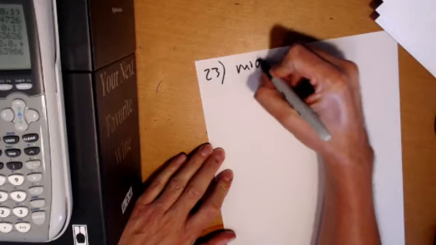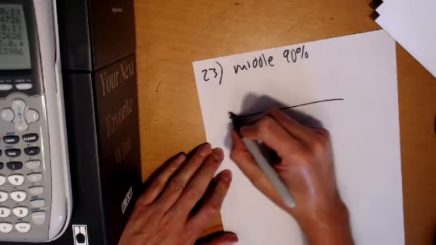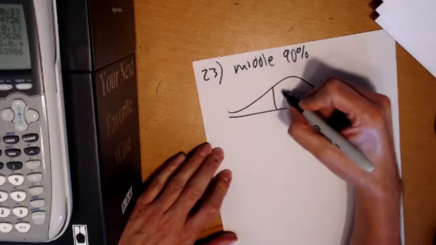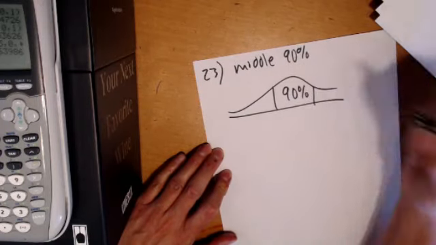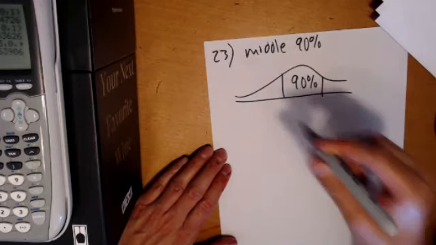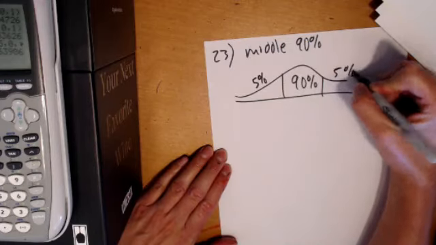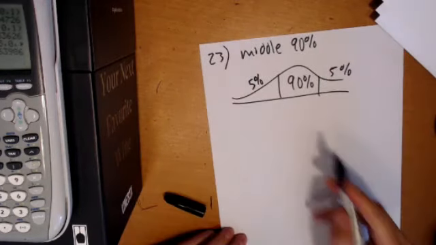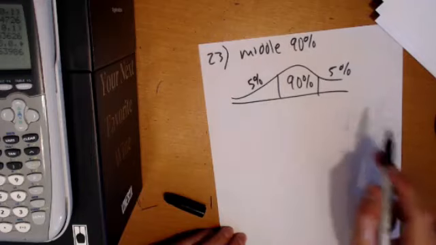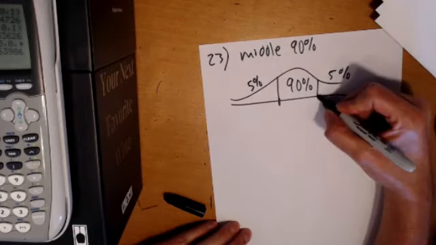23. Middle 90%. Okay, middle 90%. Let's draw a picture. Put 90% in the middle. How much is left over? 10%. Okay, so how much here? How much here? So that's 5% on the left, 5% on the right. Okay, cool. Do you believe in the symmetry of the bell curve? Yes. Okay, so all we really need to do is figure out this one, and we automatically get that one.